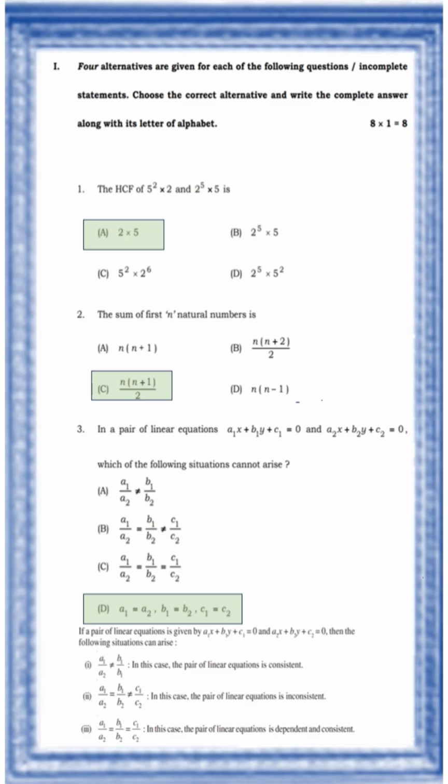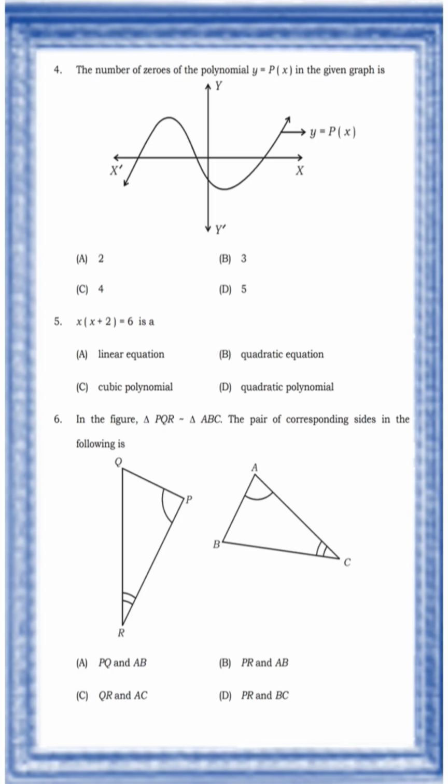Fourth question. The number of zeros of the polynomial y is equal to p of x in the given graph is. Here observe that the graph cuts the x-axis at 3 points. So the number of zeros is 3.